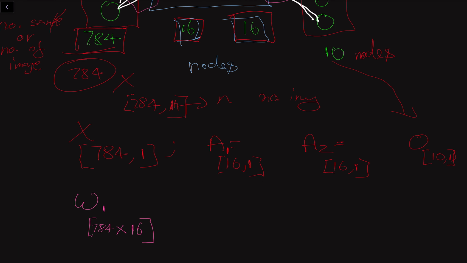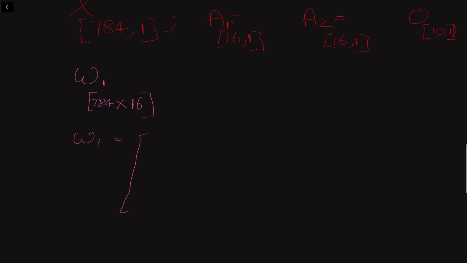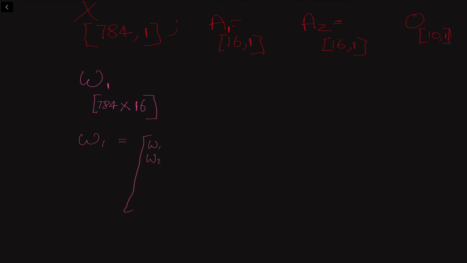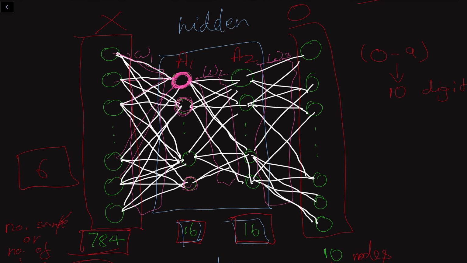I'm using comma. You can use x. These are just the dimensions. So W1 kind of looks like this. So we'll go W1, W2, W3, so on, W784. That's for the first node, the pink node, okay? Let's call this the blue node. I'm using colors to represent different nodes, you can use subscripts, okay?